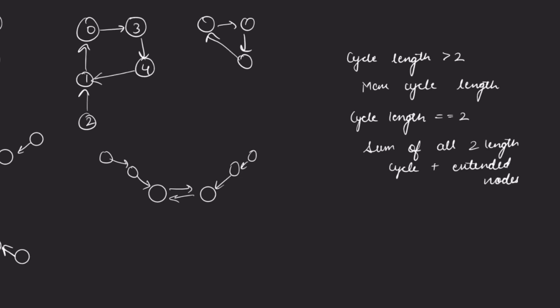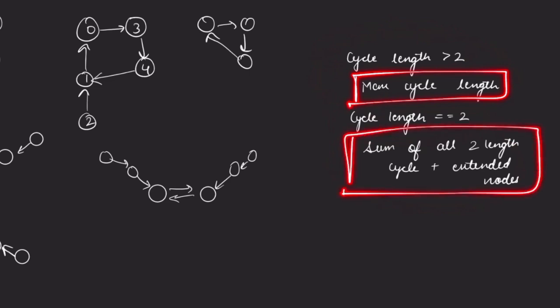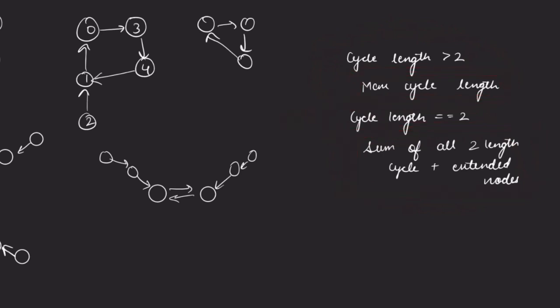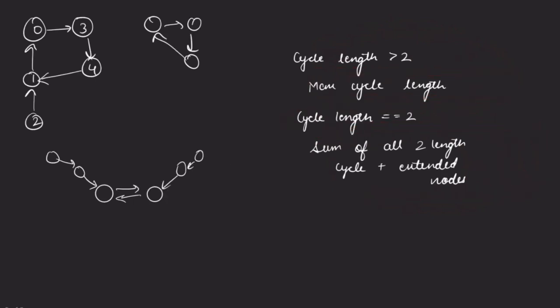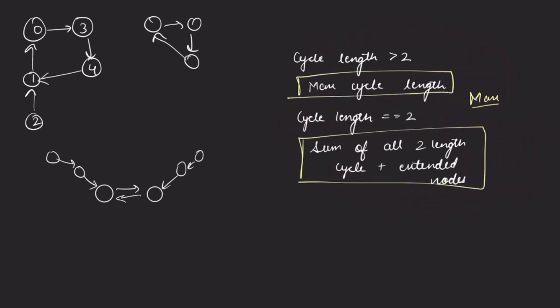Now, it is possible that within the same graph, you have a cycle of length greater than 2 and a cycle of length equal to 2, right? But on the circular table, we can put only one cycle. Either we can put this or we can put this. So when we have identified the maximum cycle length for length greater than 2 and the sum of all two length cycles along with their extended nodes, we can take the maximum of these two and that will be our answer, right? So this is what we need to do.